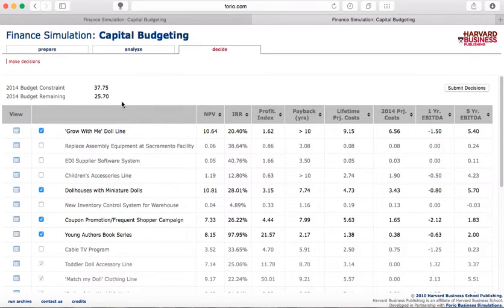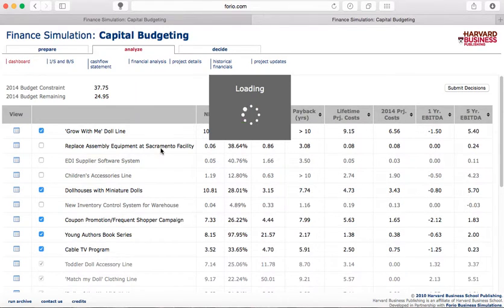We have the ability to select a few more projects for our last group of selections. And so looking at these, when we compare these numbers, there's not a huge difference since we are not choosing this one, but we're going to go ahead and choose the cable TV program and the assembly equipment because they do have the next highest numbers in terms of return, as well as the internal rate of return. Looks like actually we are going to strike this one. Not very high profitability, not very high net present value, and so we're going to submit our decisions.